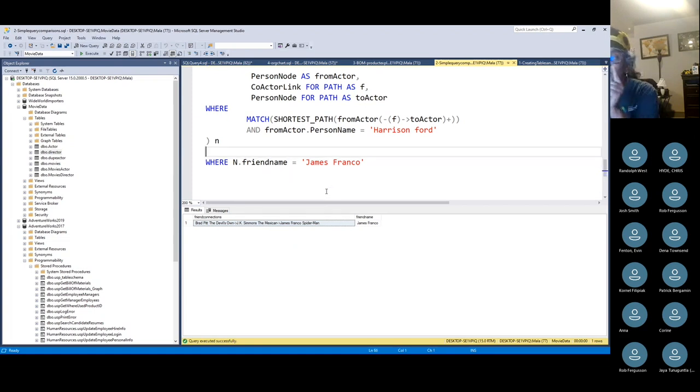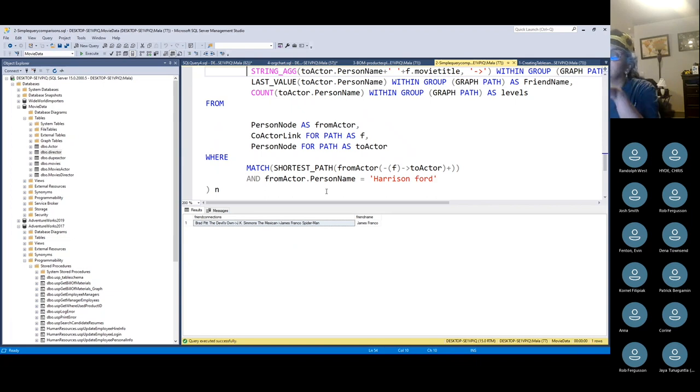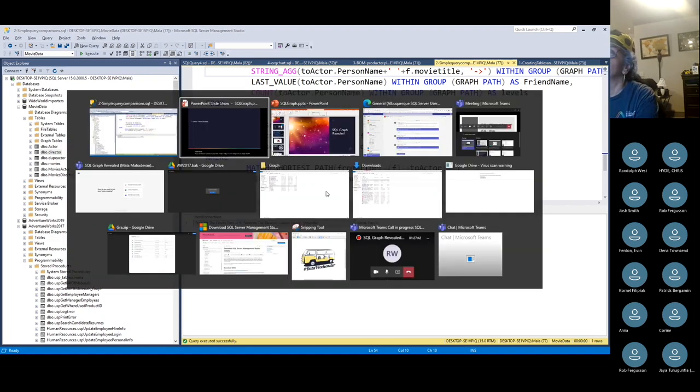There are some disadvantages to it, and I'll get to that a little later. But if your requirements are fairly simple like this, and you are able to construct your data model really well, it's really cool. It's really helpful. Let's go back.